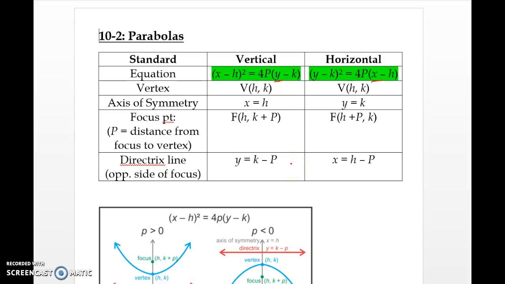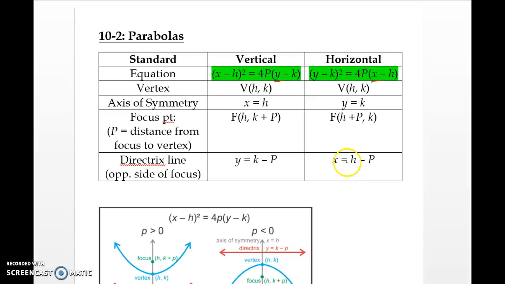Lastly, it's spelled the directrix. I'm going to say directrix because there are too many R's in the word for me to pronounce. That's kind of like your asymptote. Your graph is going to go away from your directrix. Your graph will never cross the directrix. And the equation, it's a line, and it's going to be dashed just like asymptotes usually are. So y equals k minus p for vertical, and x equals h minus p for horizontal.